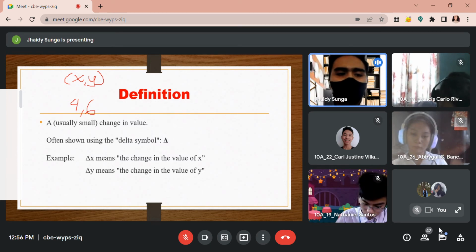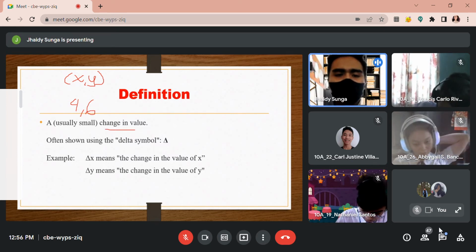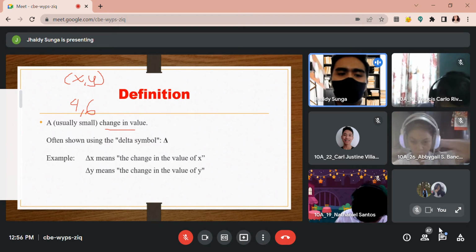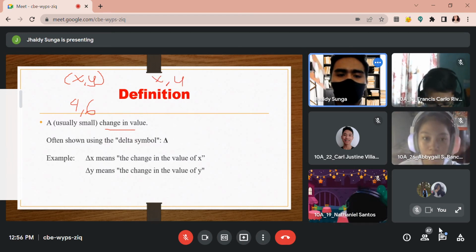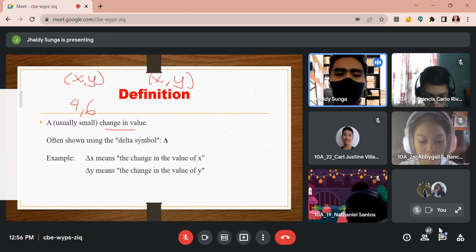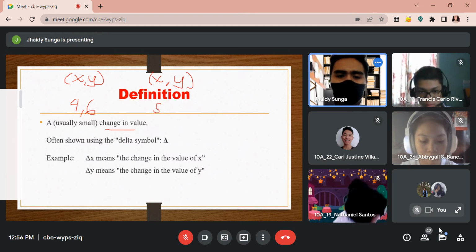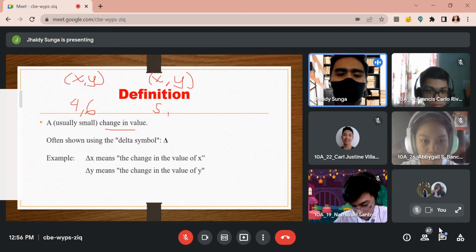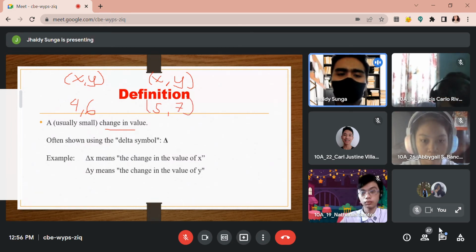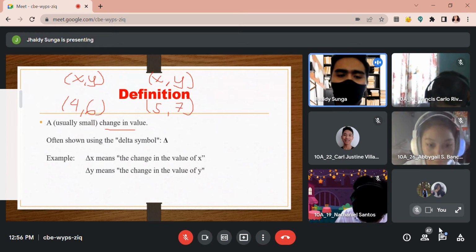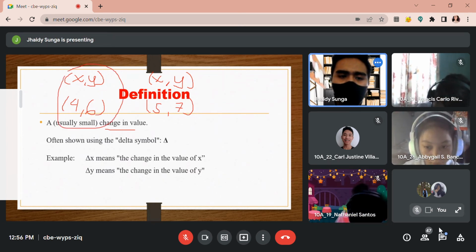Now, we tend to have this change of value by having another pair of coordinates. So, for example, we have another pair of x and y. From this other coordinate, we have the value of 5 and the value of 7. So in this case, we have this change in value from the first coordinate to the second coordinate. So how?